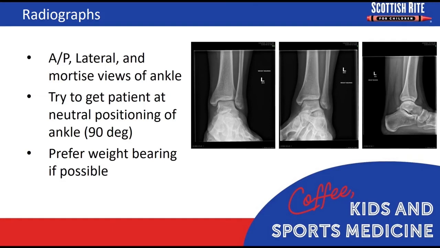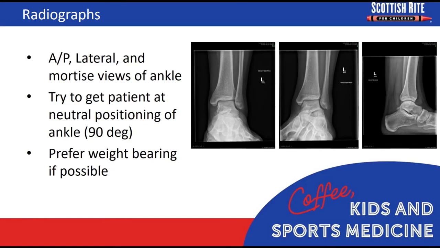So radiographs, big question in the community. Which ones do we get? How do I get them? So I would say the best bang for your buck for an ankle is an AP, lateral, or mortise view of the ankle. That's all we really need in orthopedics. I would urge people in the outpatient setting to try to get their ankle at 90 degrees. And I'll show you why in the next slide.